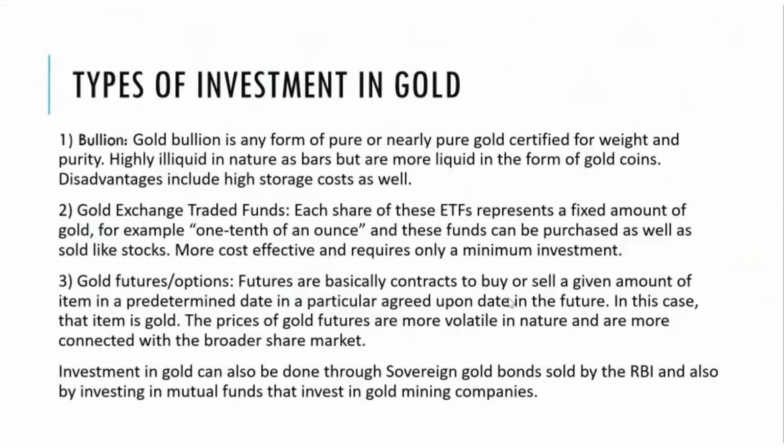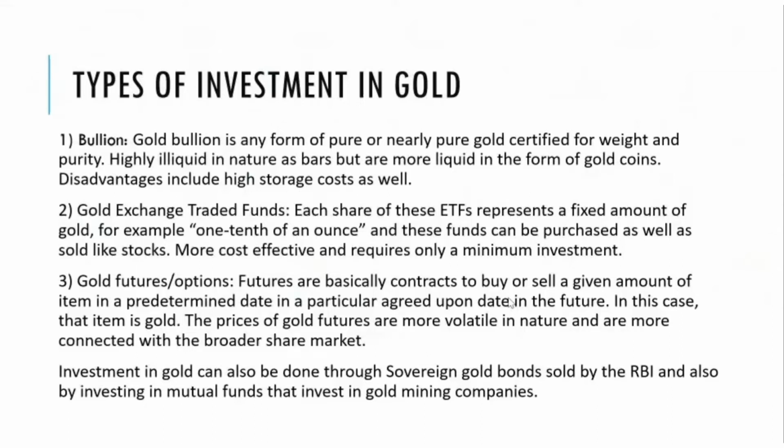Number two, gold exchange funds. One way to invest in gold indirectly is without purchasing the actual metal itself, and this can be done through ETFs. Each share of these ETFs represents a fixed amount of gold, for example, 1/10 of an ounce, and these funds can be purchased as well as sold just like stocks.